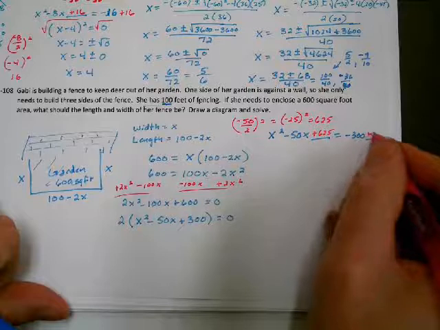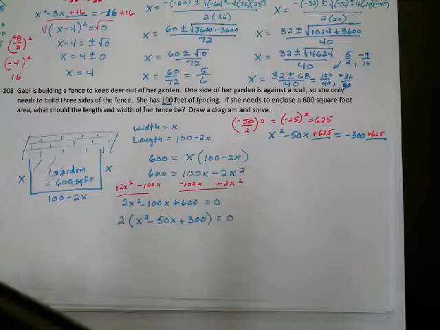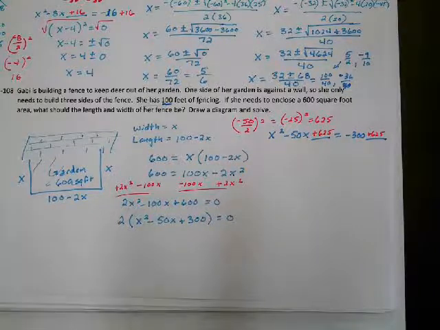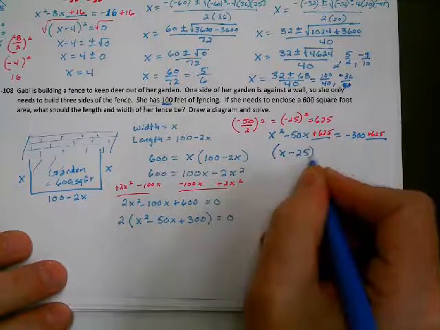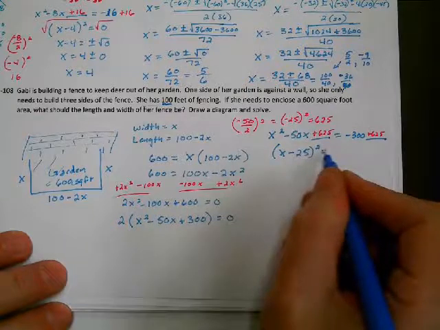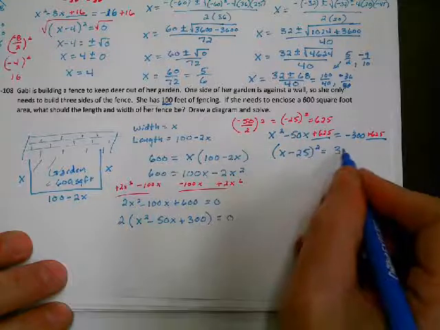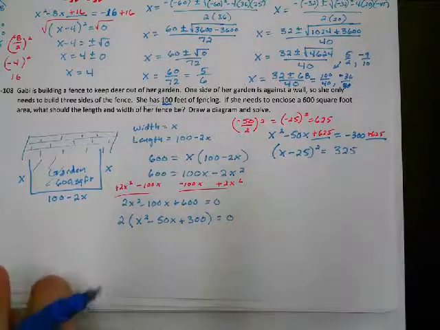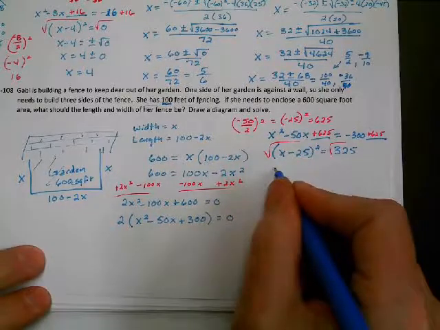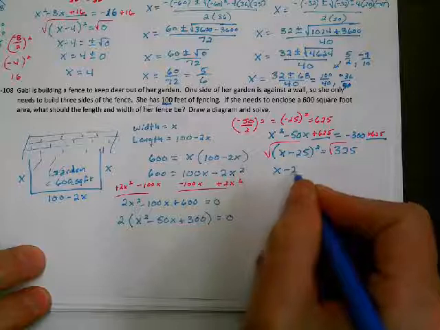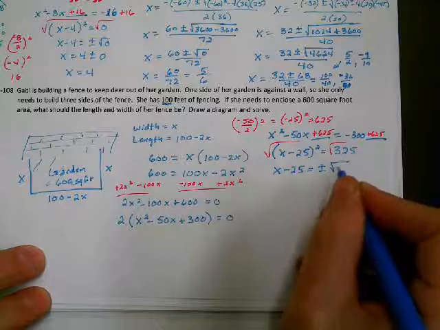So let me double check 25 times 25. I don't trust myself today. Yeah, it's 625. All right, so we've got x minus 25 squared because 25 is the number that I just squared up there. Negative 300 and 625, this would be 325. I'm going to take the square root from both sides. And I get x minus 25 equals plus or minus the square root of 325. 325. Dang it.